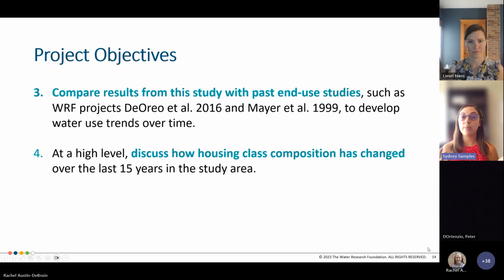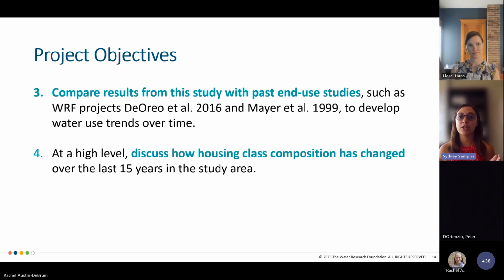So like Liesl said, they have 1999 to 2016 results. We want to be able to add this 2025, 2026 study to it so that we can have a really good picture of how things have changed over time. There's likely some other studies that we're going to incorporate that other entities outside of WRF have done. And so we can really get this picture of how water use has changed over time, specifically within kind of the last 15 to 20 or so years.